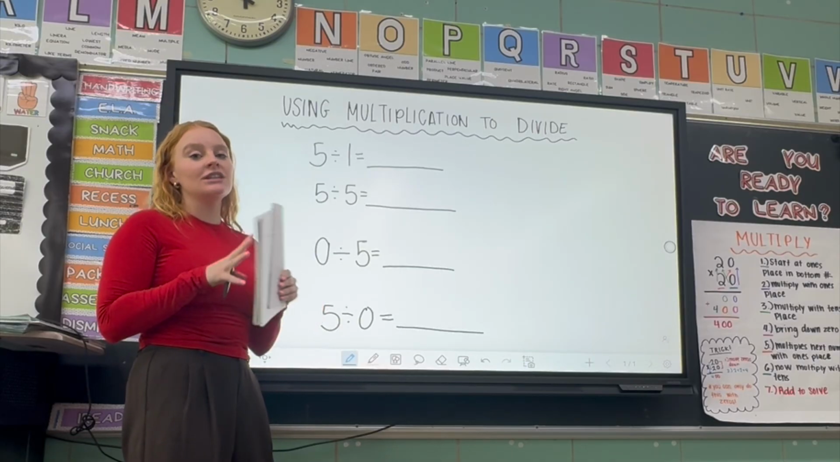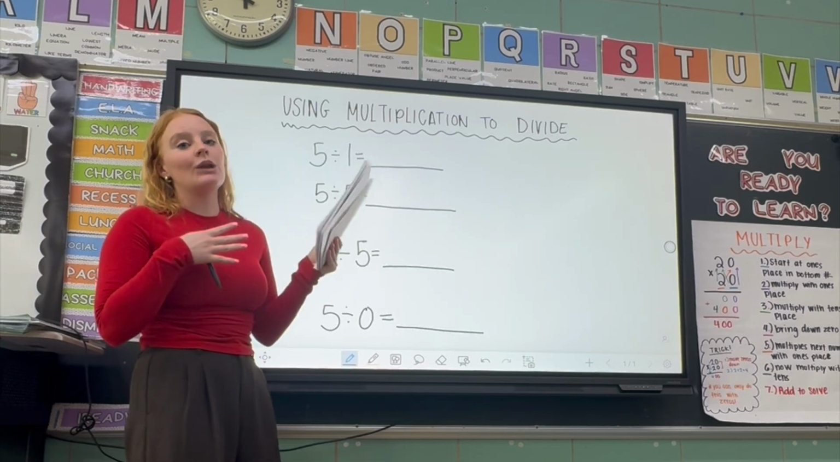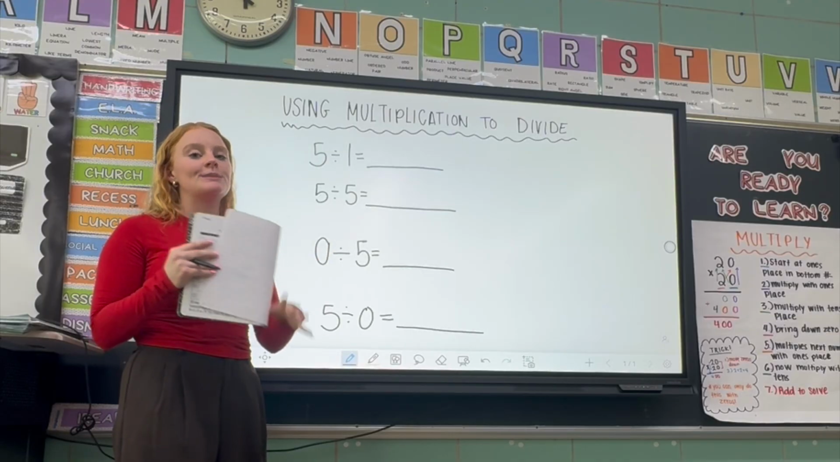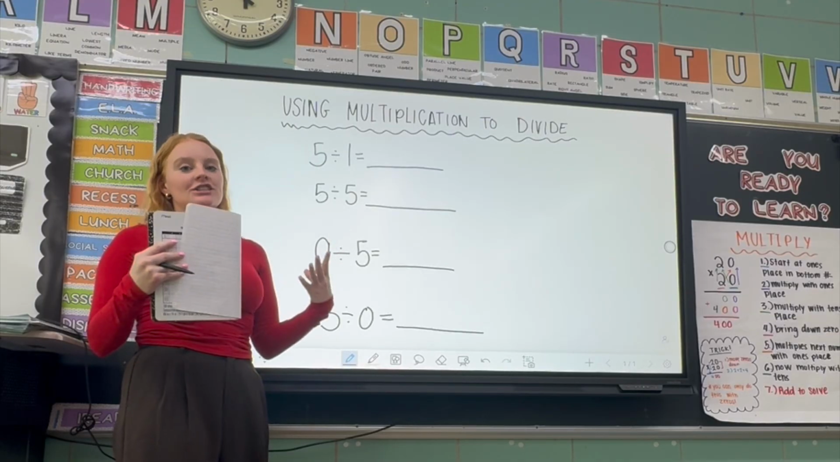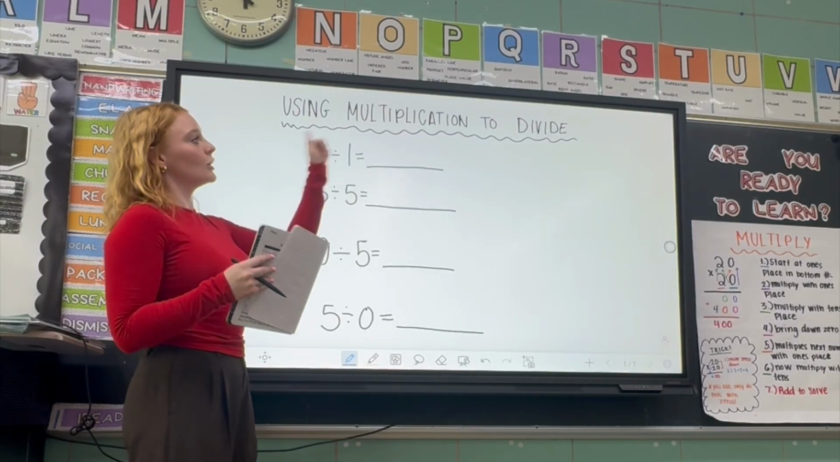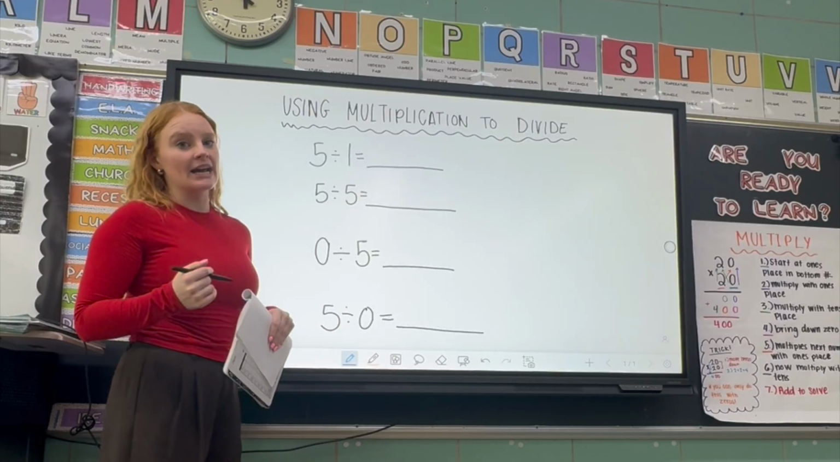Multiplication and division are related in the same way that addition and subtraction are related, in which they're inverses of one another. So we talk all about relationships and fact families and how things are connected in math. Now we're putting it into action. So we're using multiplication to divide. This is what we learned today in class.